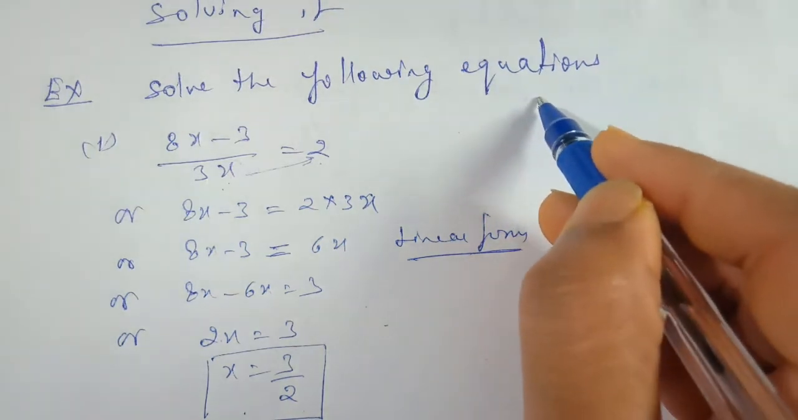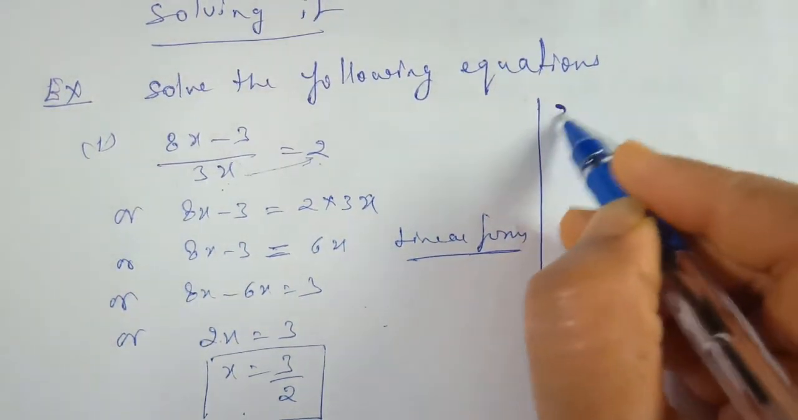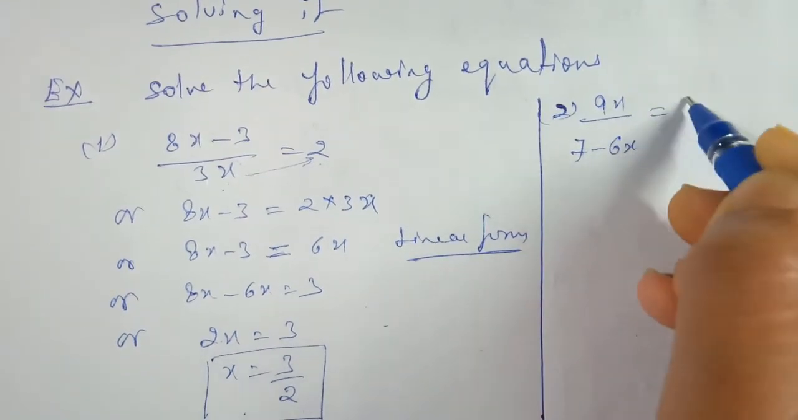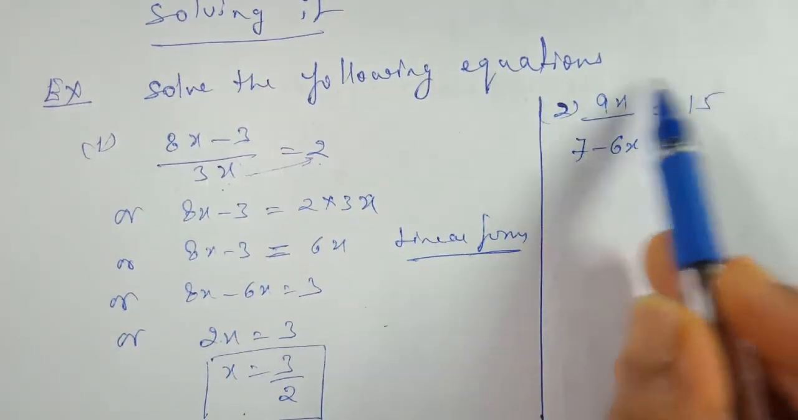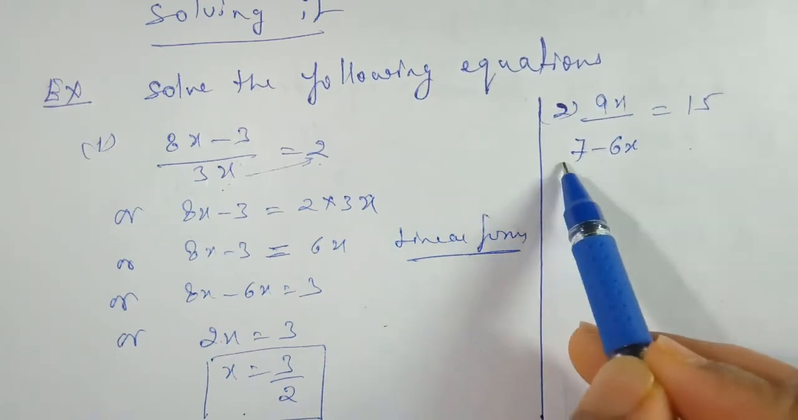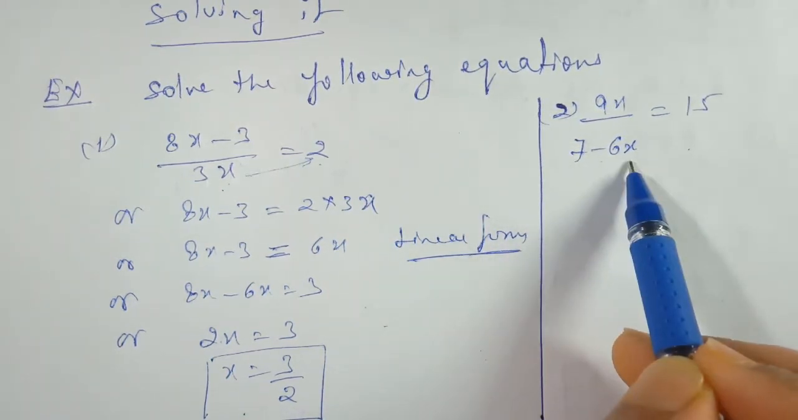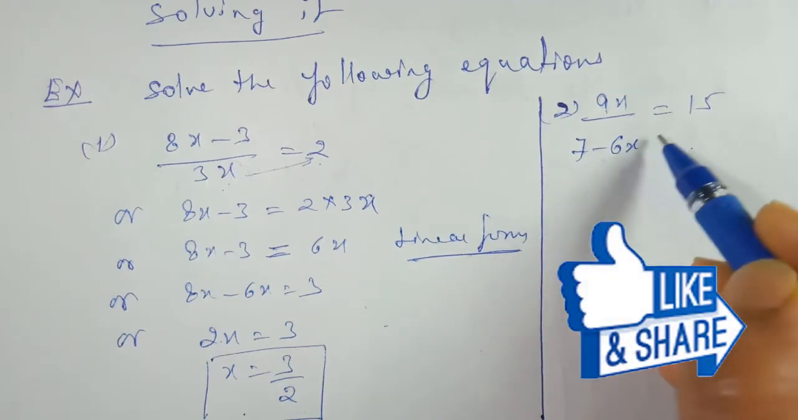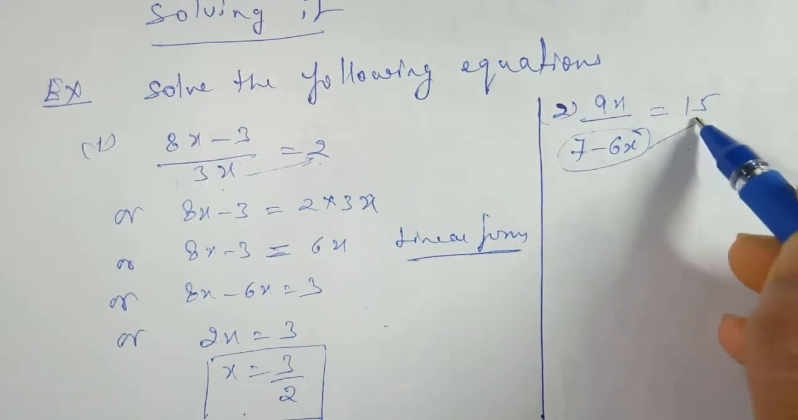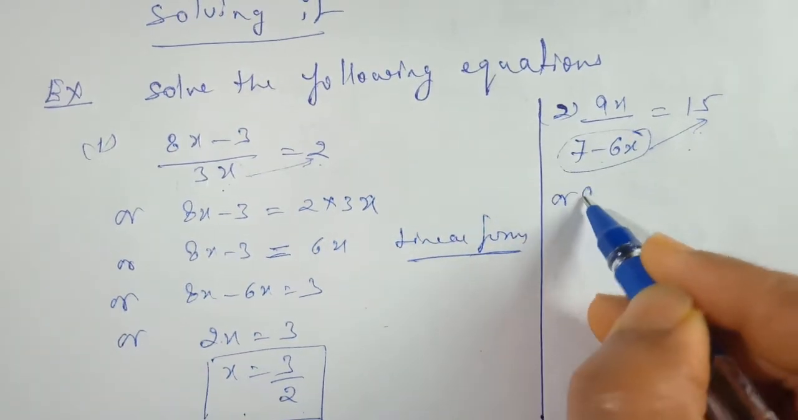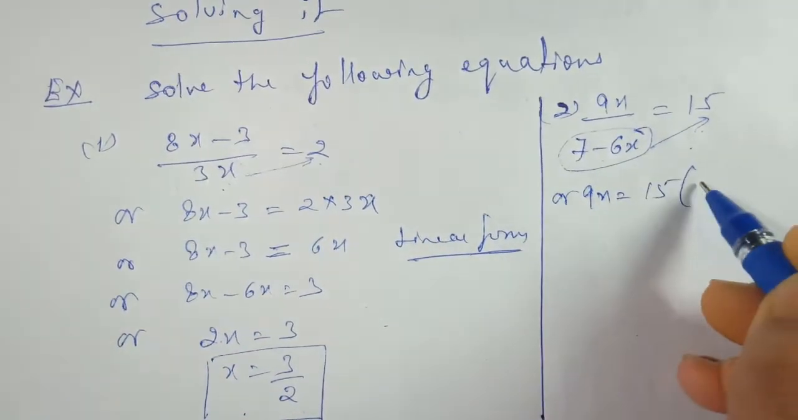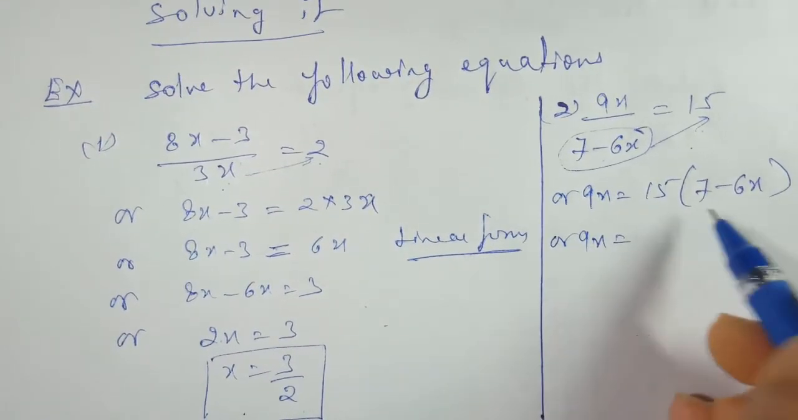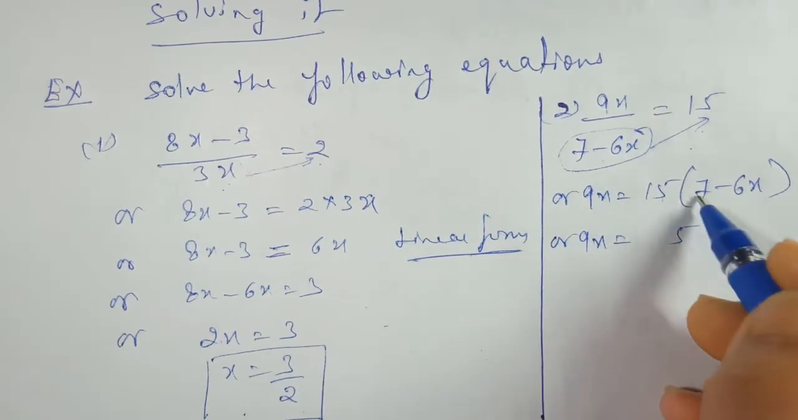Second example: 9x upon 7 minus 6x equal to 15. Again, it is not linear because the denominator contains the variable term. So first of all, we have to convert it to linear form, then following the linear process we can solve it. So we transpose this whole term to the other side. It will be 9x equal to 15 within brackets 7 minus 6x.